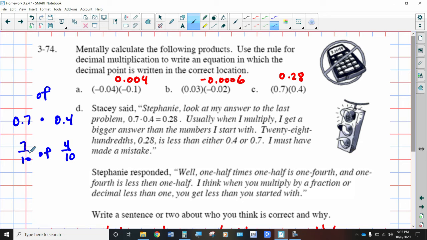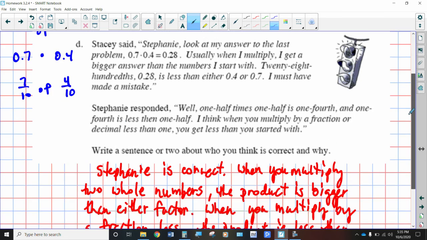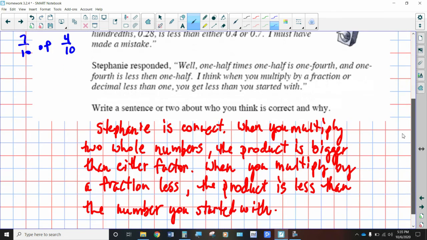So I hope that makes sense to you. So Stephanie is correct. When you multiply two whole numbers, the product is bigger. But when you multiply any number times a fraction, you're going to get an answer that is less than the original number that you had started with.